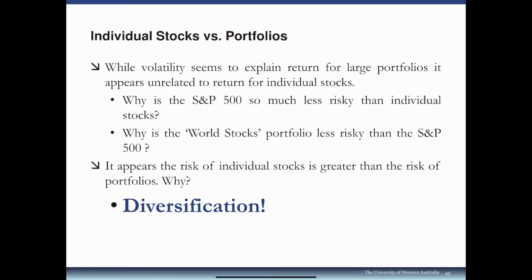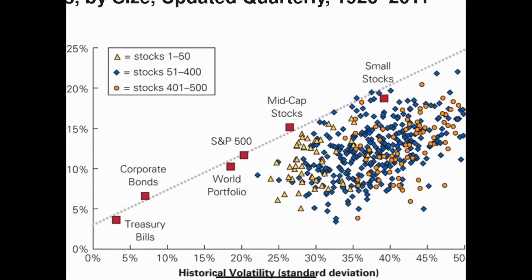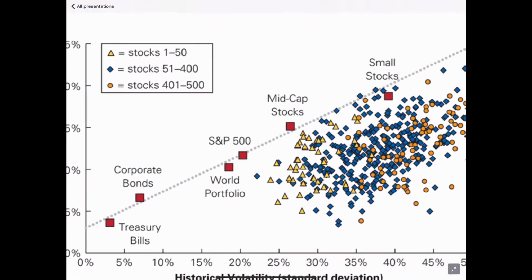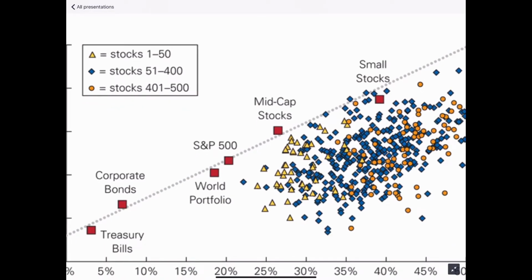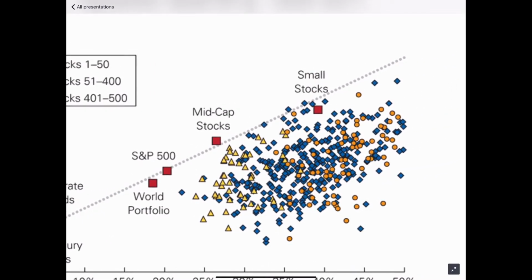All right, so while volatility seems to explain return for large portfolios, it appears unrelated for individual stocks. So you could say, okay, why is the S&P 500 so much less risky than individual stocks? And why is the worst stocks portfolio even less risky than the S&P 500? If you look at the S&P 500 over here, that one generates lower return than some of the stocks over here, but generates higher returns than about half of them, right? Because it's value weighted, but it has a lower risk than pretty much any company over here in this region. Why is that the case?